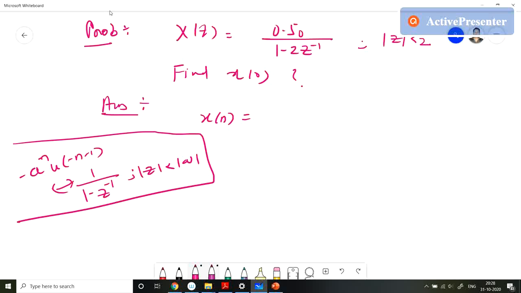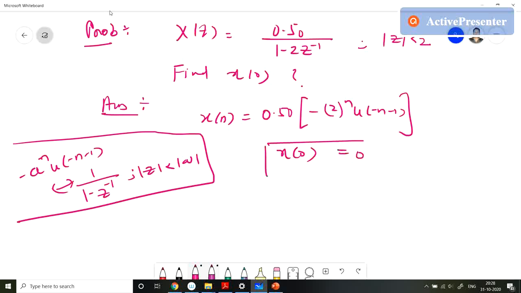Now xn is nothing but it is equal to minus 2 raised to the power n u minus n minus 1. Now x0 is equal to 0. It is clearly showing that x0 is equal to 0. So this is our answer.